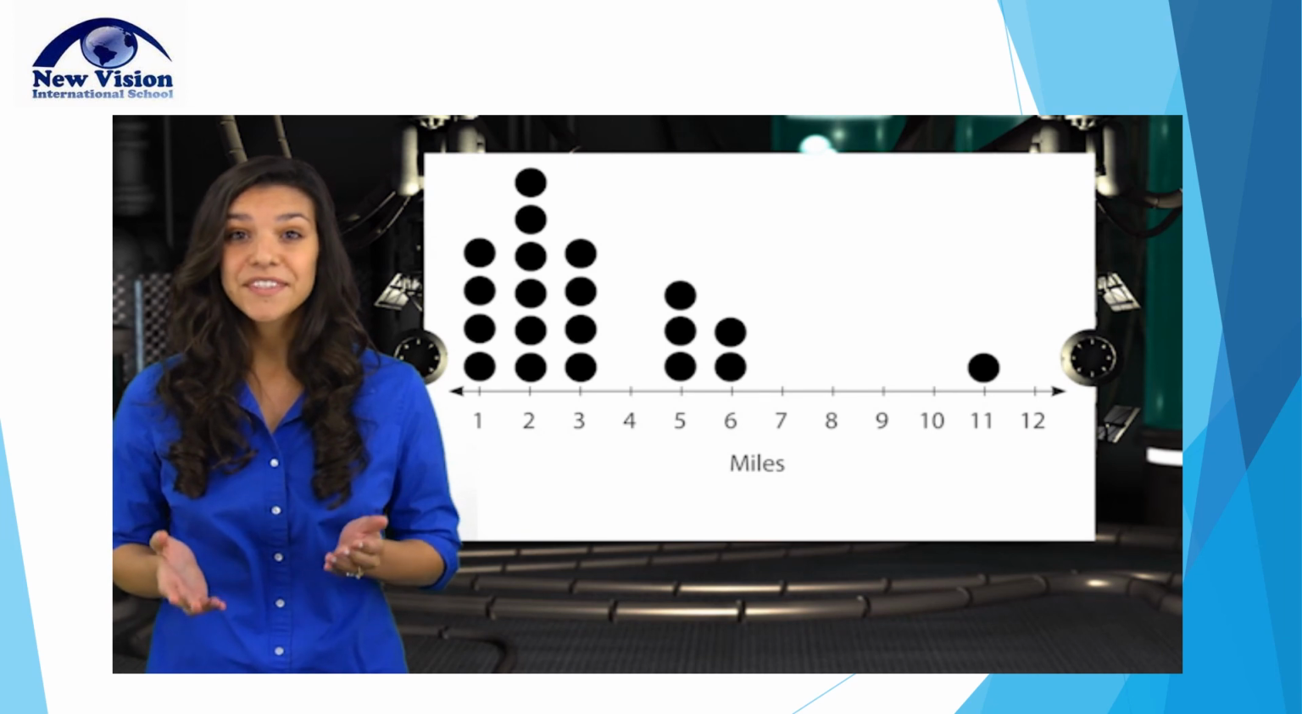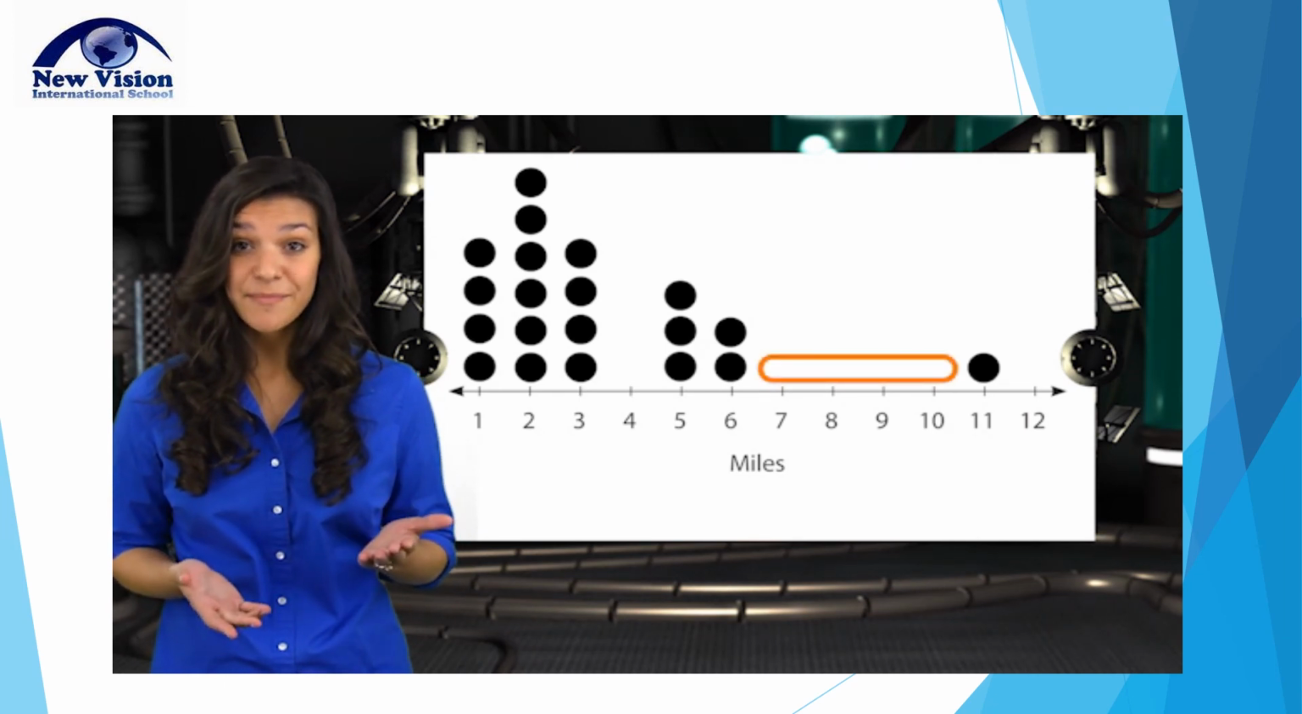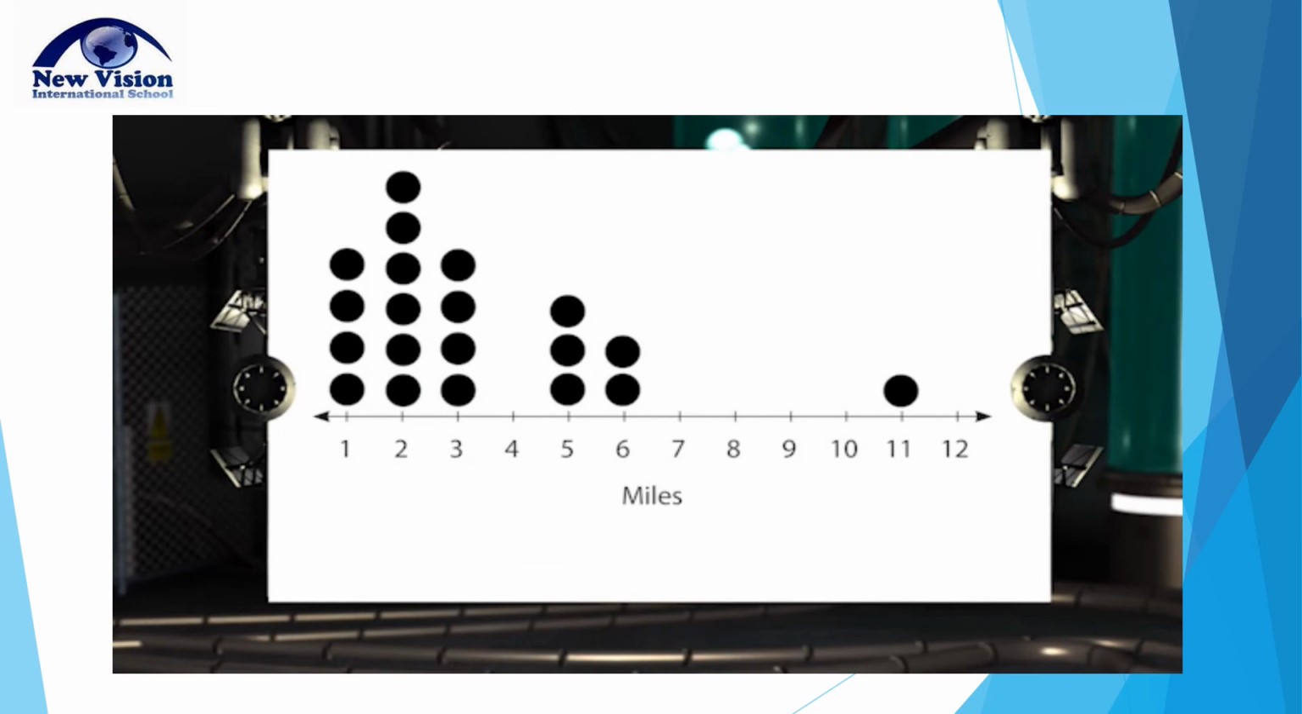Do you see how there is a space with no dots between the 6 miles and 11 miles? See how the rest of the dots are clumped together and the 11 is off on its own? That makes 11 miles an outlier. An outlier is any number in the data set that is very different from the rest of the numbers. Usually, she ran between 1 and 6, but once she ran 11 miles. A line plot helps organize data by using a number line and dots. The dots are representations of data.